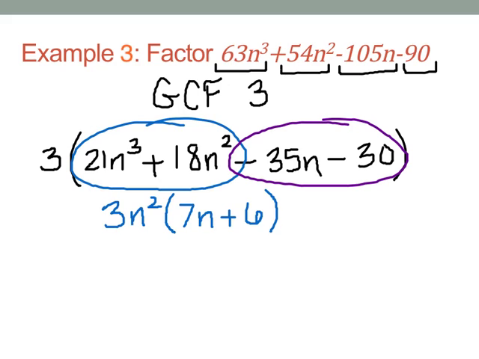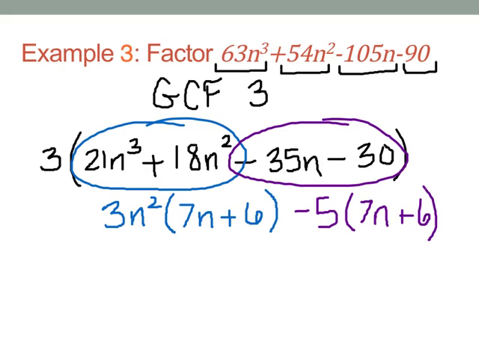Okay, now take a look at the next group. What do negative 35n and negative 30 have in common? Well, that number would be negative 5. If I factor out a negative 5, think about what you're left with for this purple group. If you factor out the negative 5, negative 35n divided by negative 5, you get positive 7n. Negative 30 divided by negative 5, you get positive 6.